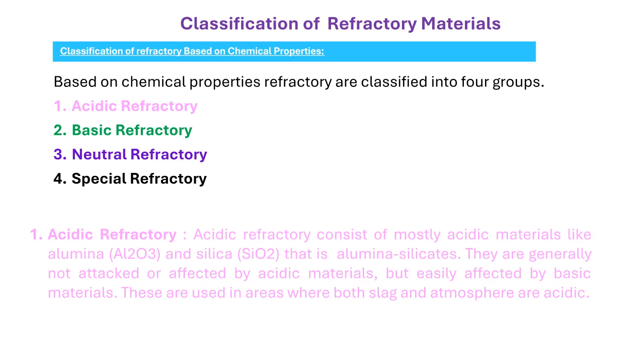That means acidic refractories are used specifically in areas where both the slag and the atmosphere are acidic. If you use them in a basic environment, they'll fail quickly. A common example is glass melting furnaces, where the slag environment is acidic. In such cases, acidic refractories are the right choice.